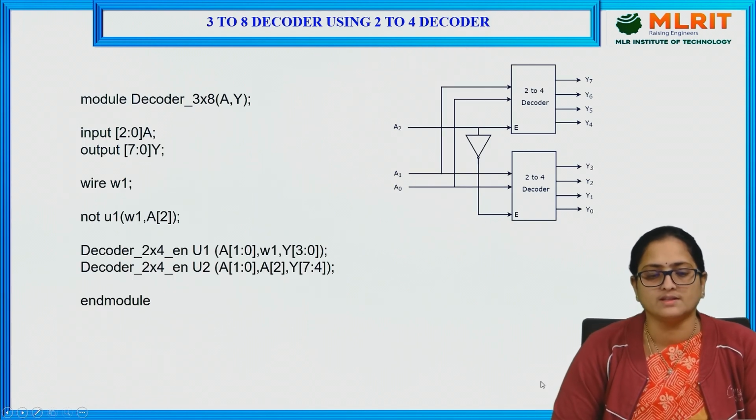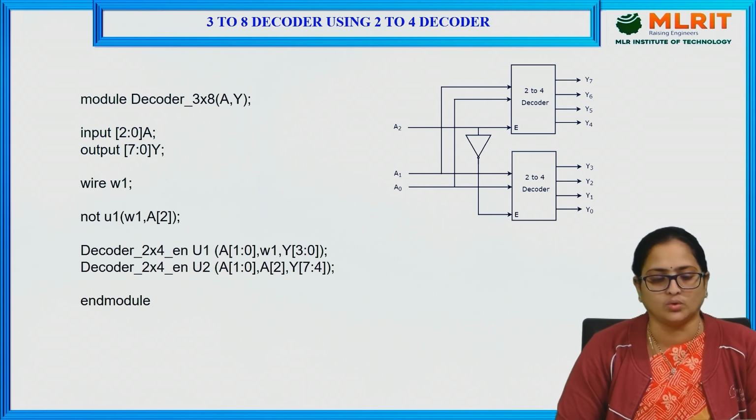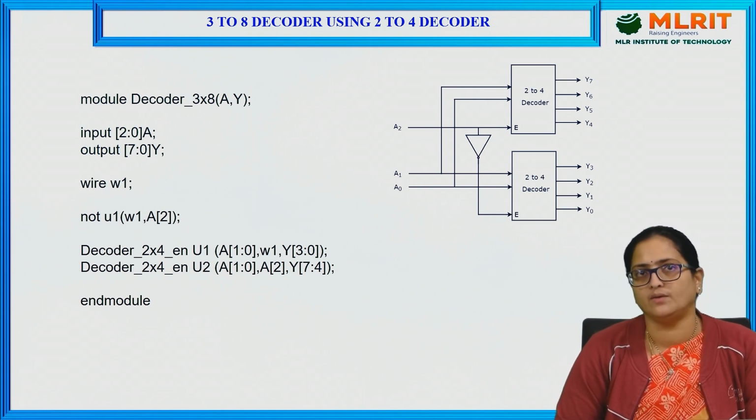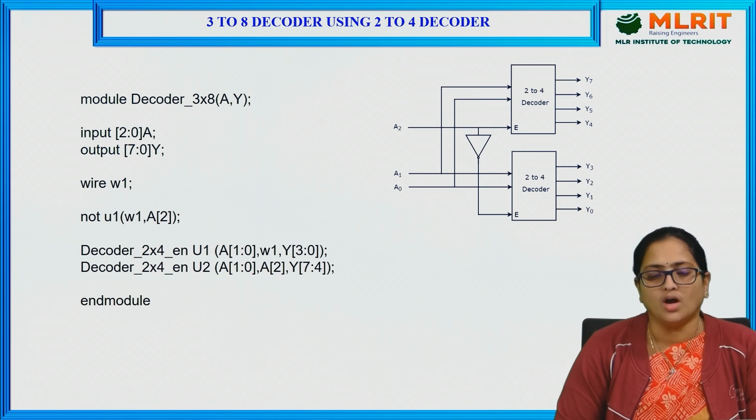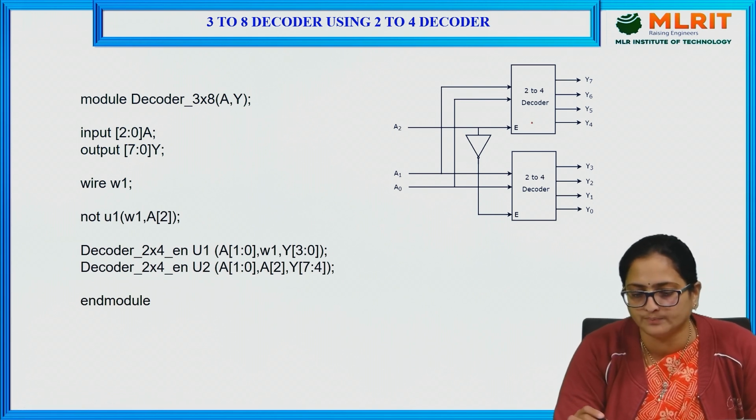So this is a 3 to 8 decoder using 2 to 4 decoder. Already we have done the 2 to 4 decoder. So how to connect the 3 to 8 decoder using 2 to 4 decoder? See, this is a 2 to 4 decoder. I call a 2 to 4 decoder 3 times.